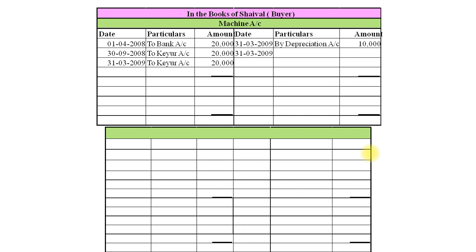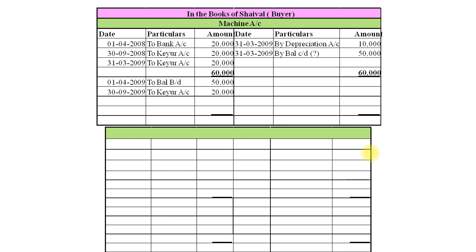On 31/3/2009 we will get a balance of 50,000. So let us do the total, 60,000 and 60,000. Now let us forward this balance to the next year on 1/4/2009 to balance brought down 50,000. In this year the entry will come on 30/9/2009, the same entry: installment due, machine account debit, interest account debit to Keyur. So in the machine account you will write to Keyur 20,000.